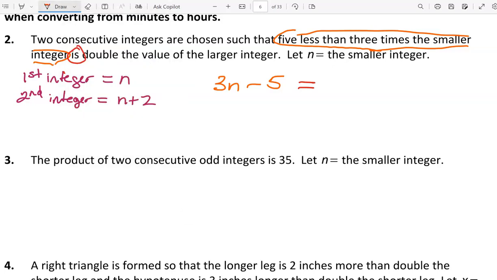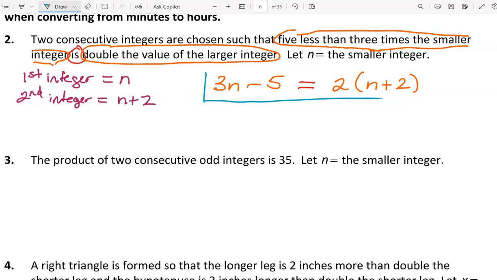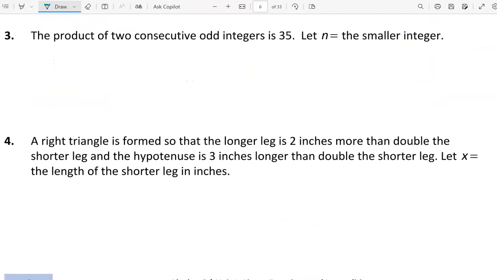Now let's look at the remaining part of the phrase, double the value of the larger integer. So double means 2 times that, and the larger integer is n plus 2. We need our parentheses there because we have to find the value of the larger integer by adding 2 before we can multiply it. All right, let's take a look at number 3.